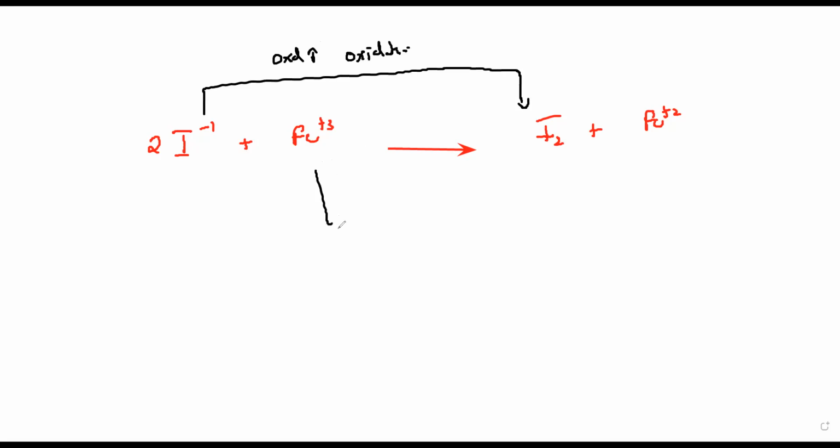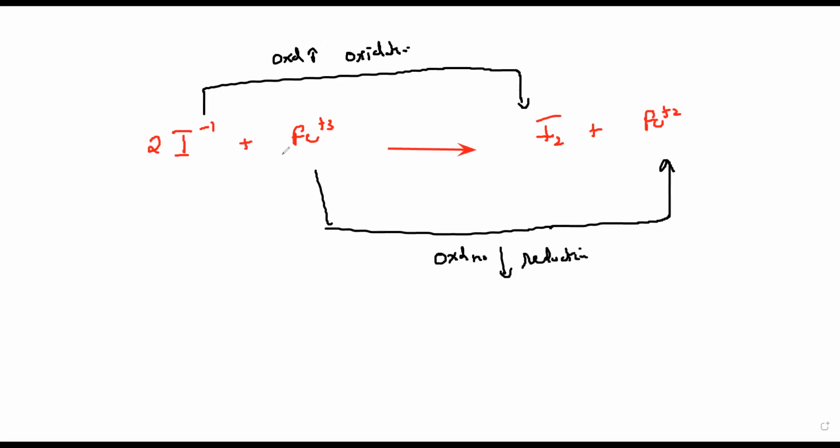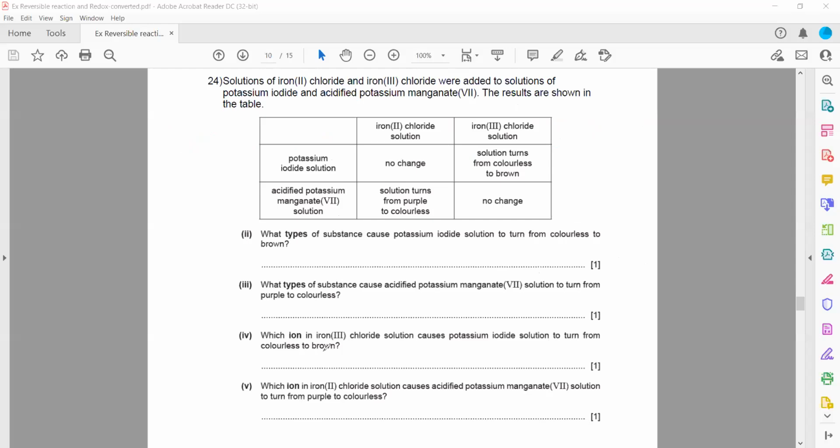And iron 3 turns into iron 2. So oxidation number is decreasing. We call that a reduction. And the substance in which reduction happens acts like an oxidizing agent. So in this question, they're asking which ion in iron 3 chloride is causing the iodide ion to turn into iodine molecule? So basically iron 3 is causing the change of iodide ion into iodine molecule.